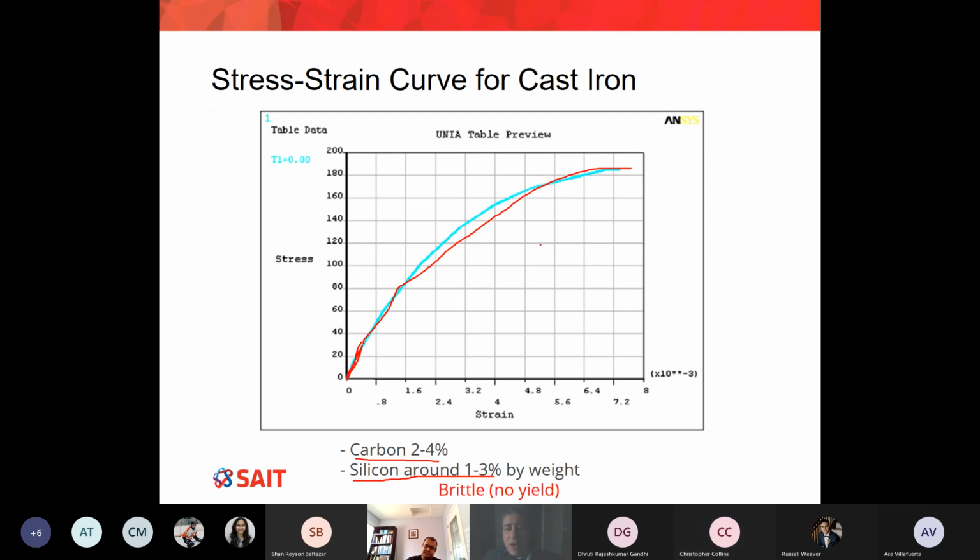Remember, the yield is horizontal. Once we see the horizontal part, it means lots of elongation with the same level of stress. Do you see any yield? No. So cast iron is brittle. Please write it down, it doesn't neck, so there is no necking. It is very brittle, and there is no yield.